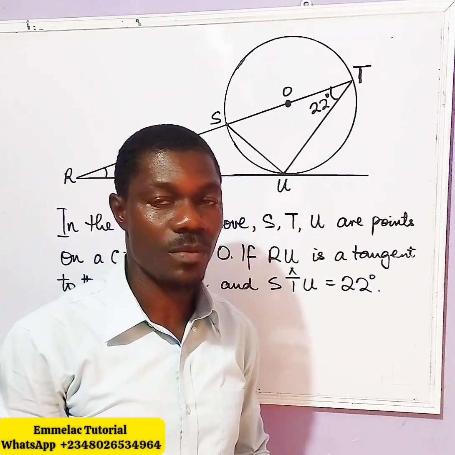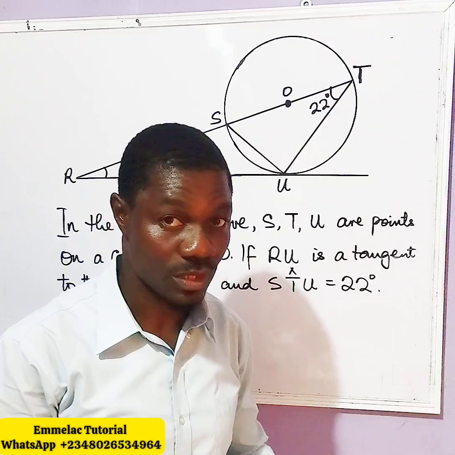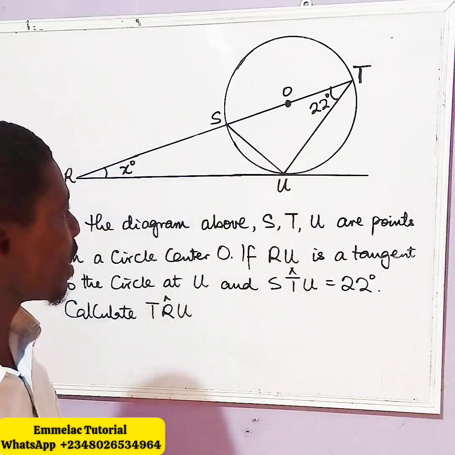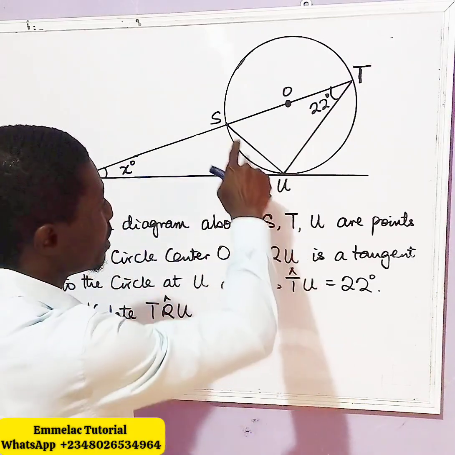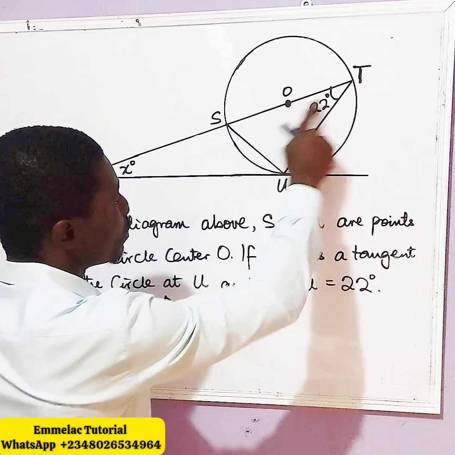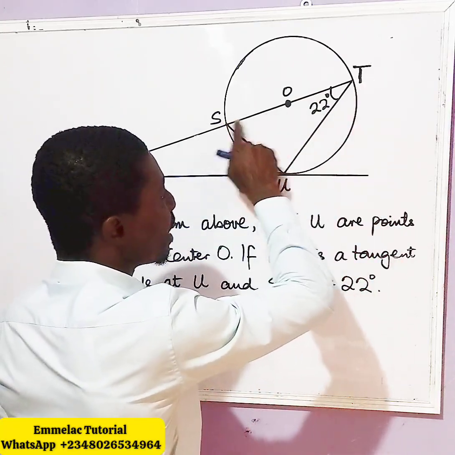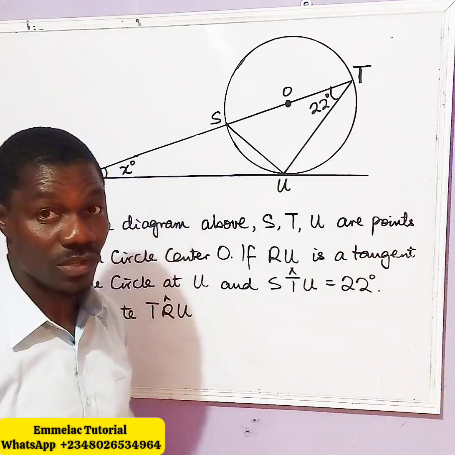So how do we go about it? Now first of all, let us start from the known. Now this is known. And take note, from this point to this point, which is from S to T, is a line that passes through the center of the circle.